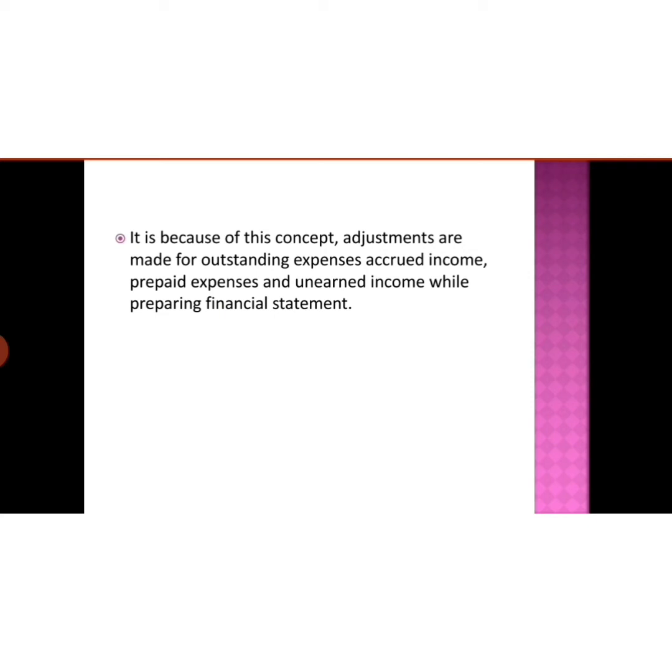Outstanding expense means the payment is already due. You're supposed to pay the money, but you have not yet paid. And accrued income means the payment is earned but not received. And prepaid expenses mean the payment is not yet due, but you have already paid it. And unearned income means the income which is not earned. And the outstanding expenses are a liability and prepaid expenses are an asset to the company. And you will understand further when we start doing the problems.